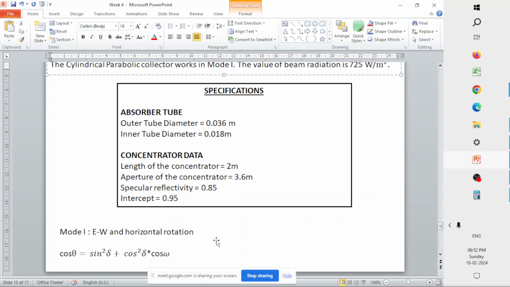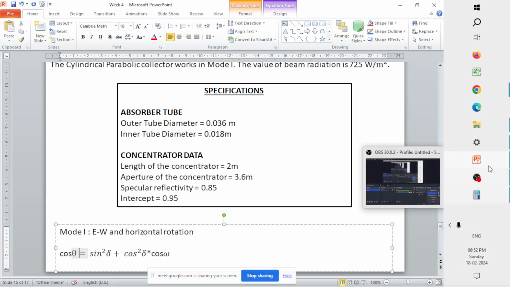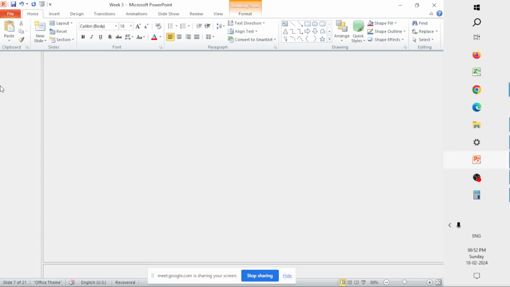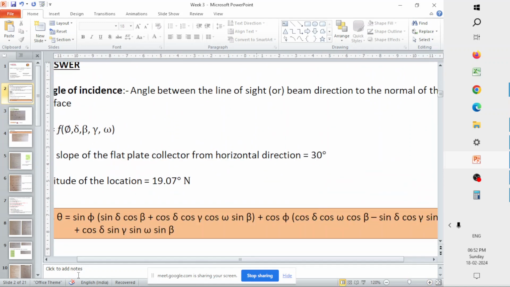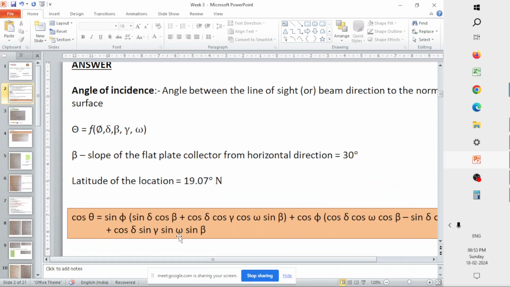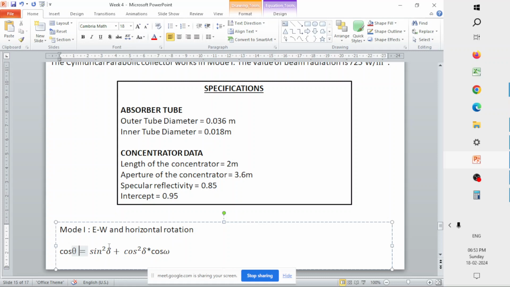So here we calculate the angle of incidence. Previously, the angle of incidence was a very big formula with cos theta, cos phi, cos delta, cos omega, and a lot of terms present in the expression. Let me just show that once again. The angle of incidence is a function of sine phi, sine delta, cos beta, cos omega, cos gamma, approximately a function of 5 different solar angles. But here it's just dealing with delta, your declination angle, and omega, your hour angle.